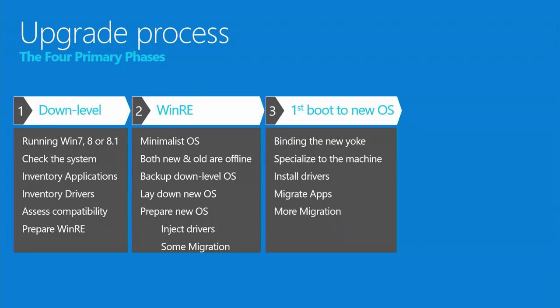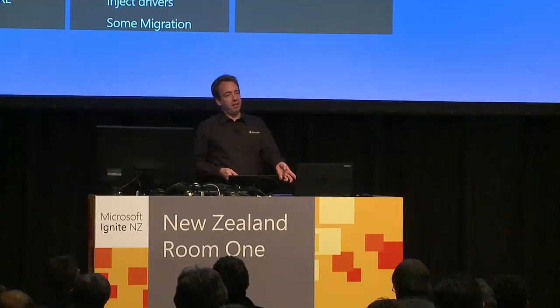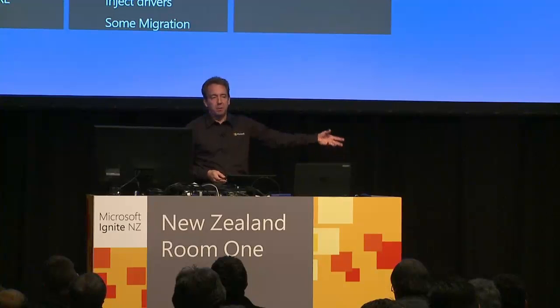We can then boot into the new OS. So we've got a new yolk in place now. We can make our egg come to life. That specializes the machine, installs the drivers via plug and play, migrates the apps, which at this point is more about the registry entries and the details of the applications, and then migrates the operating system settings as well. So all the different components all have settings associated with them. They were captured from the original OS.